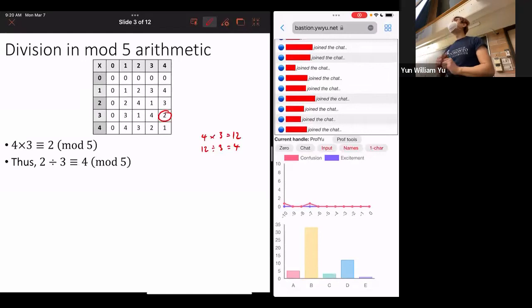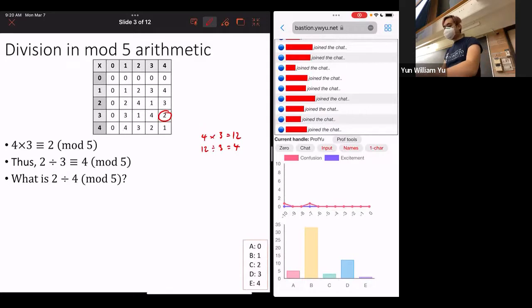Does that make sense? You're just reversing your previous operations. Ignore everything you know about fractions. That'll just confuse you. So, what is 2 divided by 4? Remember, you're reversing operations. So 2 divided by 4, what would that be?